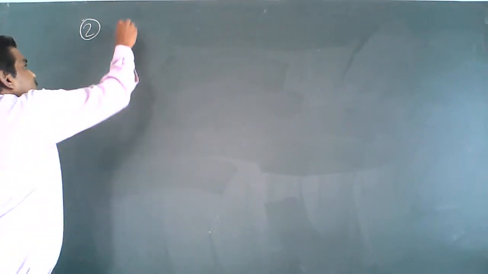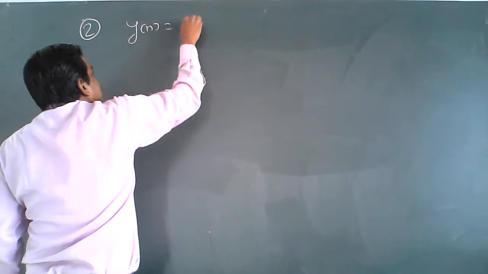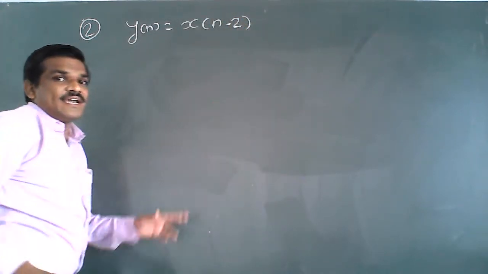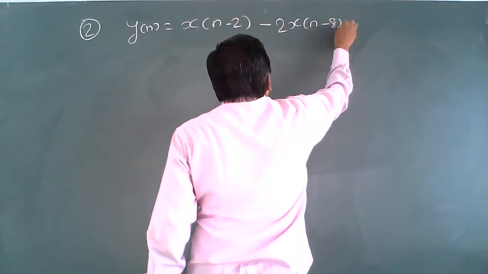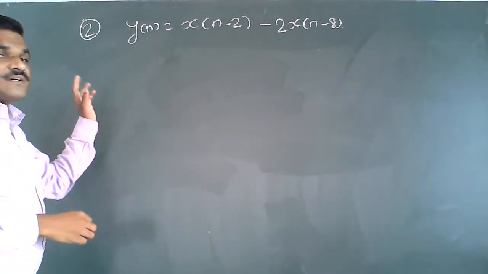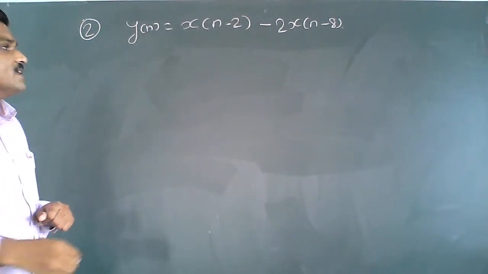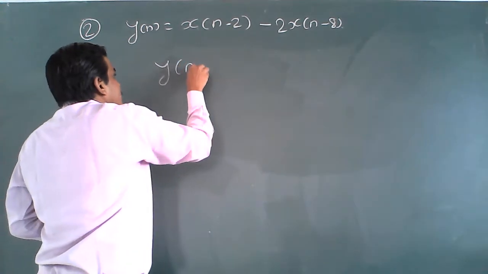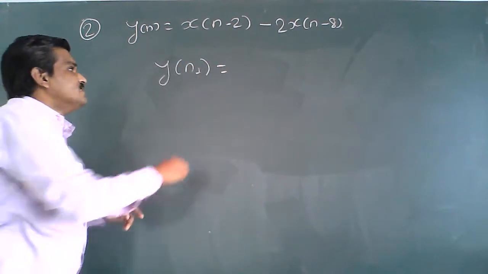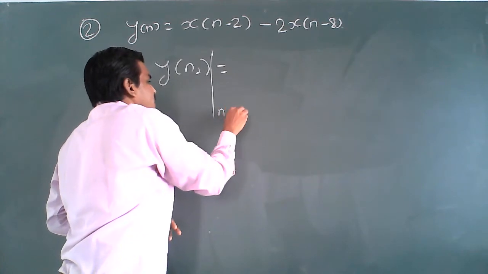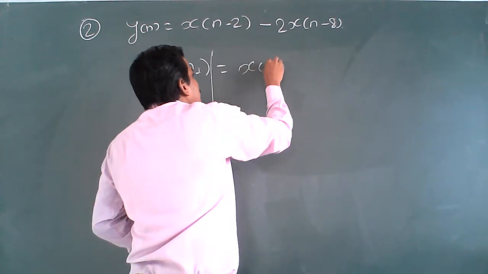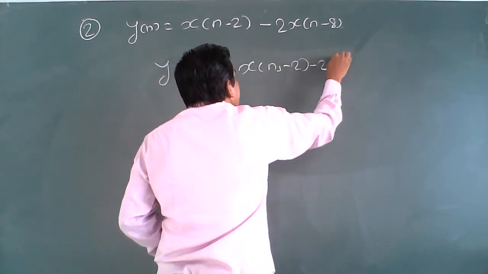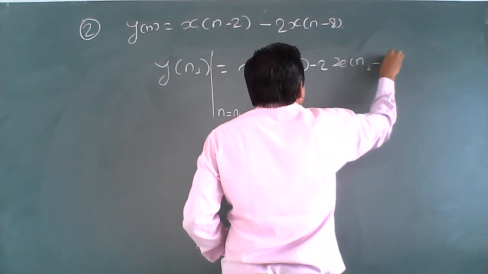Let us go for the second example. The second example is y of n is equal to x of n minus 2 minus 2 times x of n minus 8. Now consider the output at n is equal to n1. So we get y of n1, which is the output at n is equal to n1. So y of n1 is equal to x of n1 minus 2 times x of n1 minus 8.